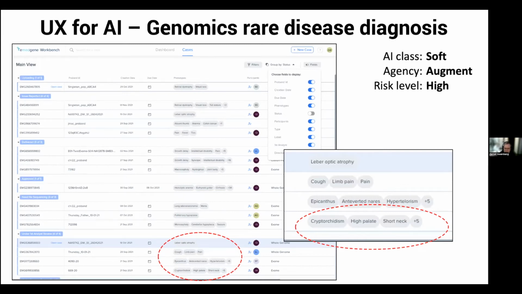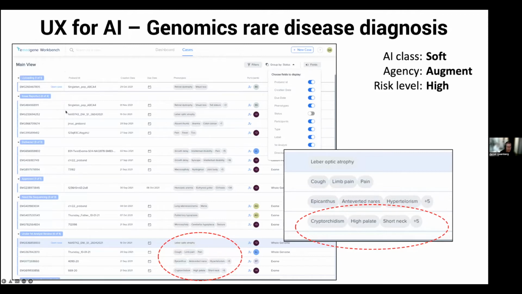Now, I don't want to get into a long explanation of the screens, but I just want to show you what is kind of going on. So the AI class is soft. The tool is very much a power tool, is to augment the analyst. And the risk level is extremely high because you're trying to figure out the diagnosis of someone who has some severe issues.